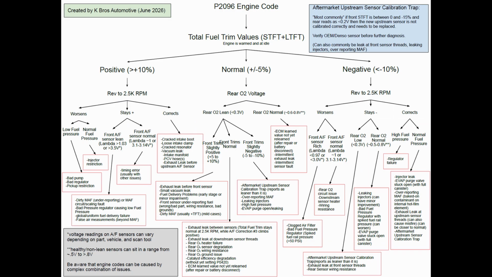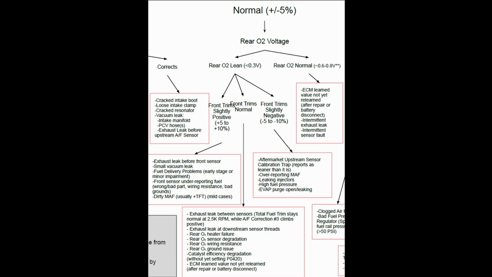Now, total fuel trim values. If it's normal, if it falls within -5% and +5%, we're going to want to look at the rear O2 voltage. This is the O2 sensor, bank 1, sensor 2. Sensor 1 is upstream, sensor 2 is the rear downstream one. We're going to look at that voltage.